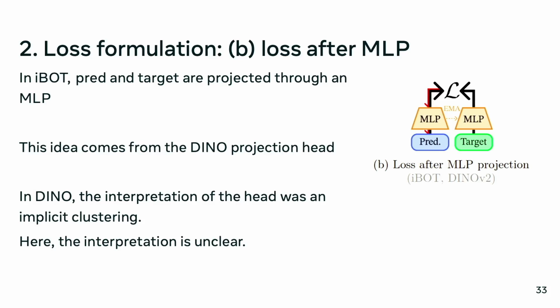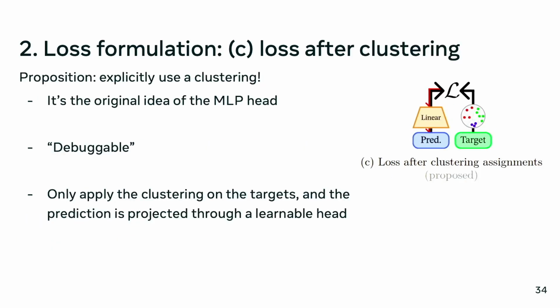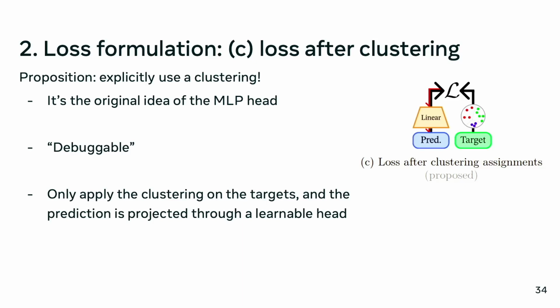so I prefer not using it. And instead, what I'm going to say is, in Dino, the justification for that was that it was kind of doing an implicit clustering. So let's go back to that. Let's step back a little and go back to clustering. And this is what we propose: doing just a clustering of the targets and predicting that, and that's all. Instead of just predicting directly the targets, you predict the cluster assignments.